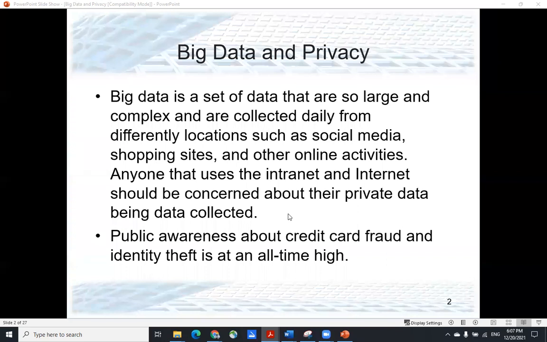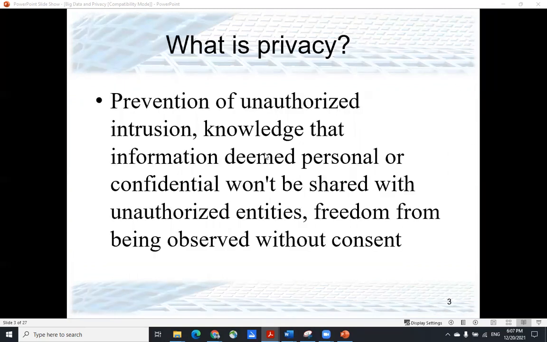And again, as every week, I've been reminding you of the definition of big data. Big data is a set of data that are large and complex, right? They're collected daily or even by minute from different locations and different sources like social media sites, from IoT devices and so on and so forth, right? So we talked about that. What is big data? Now, what is privacy?